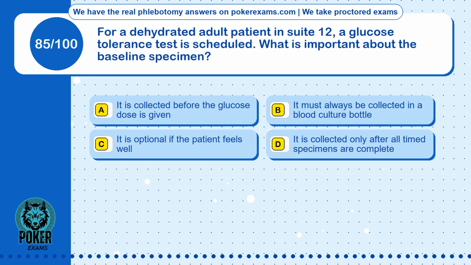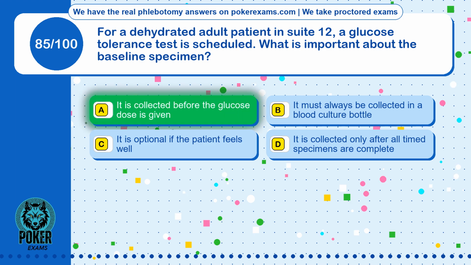Question 85. For a dehydrated adult patient in Suite 12, a glucose tolerance test is scheduled. What is important about the baseline specimen? Option A. It is collected before the glucose dose is given. Option B. It must always be collected in a blood culture bottle. Option C. It is optional if the patient feels well. Option D. It is collected only after all timed specimens are complete.